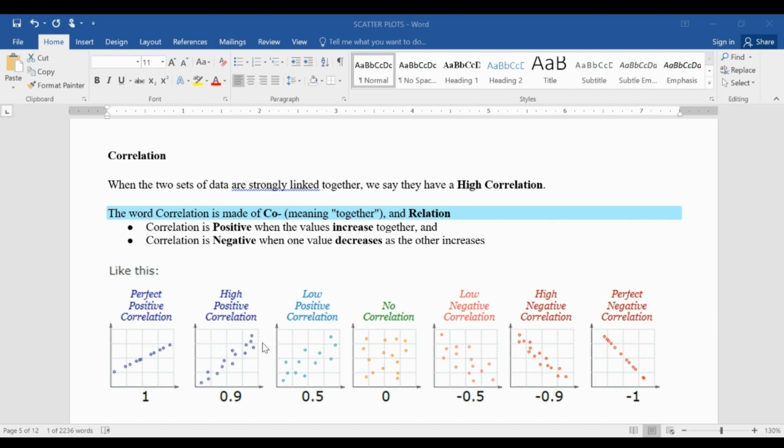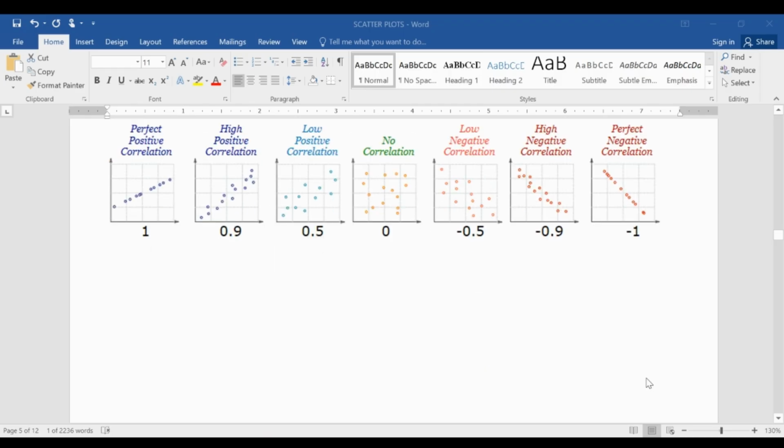Okay, so they're clustered along a trend line. This 0.5 is kind of meh. It's really not that great. No correlation, they're all over the place. And now we flip the other way. So if it starts to go down, we have a negative correlation, which means I increase the x, the y value decreases. This is a perfect negative correlation.